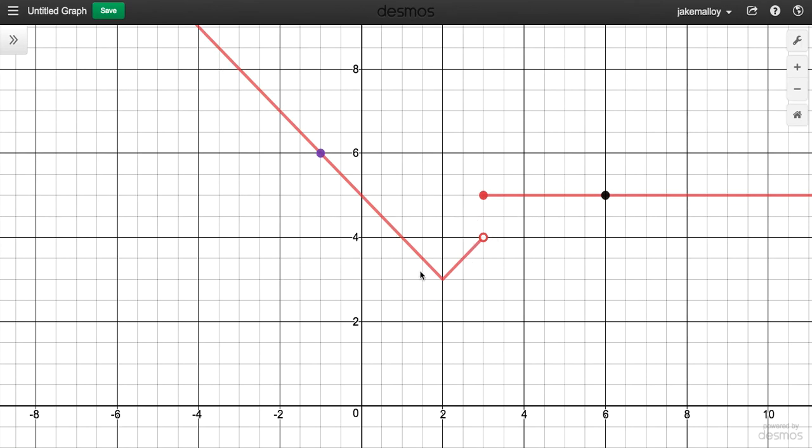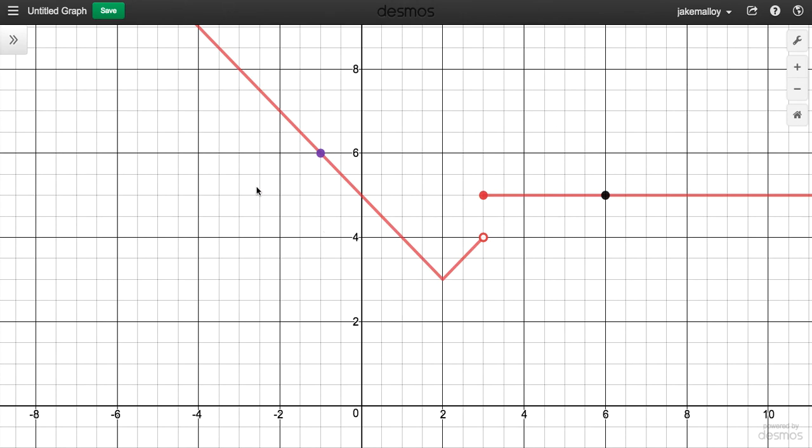Now for this, I have an absolute value, but I can see that it's been shifted from the original absolute value. It's been shifted to the right 2, and it's been shifted up 3. And we can also see that it hasn't been stretched or compressed or reflected at all, because each time you move over 1, you move up 1. And it looks like it goes on forever in our case.